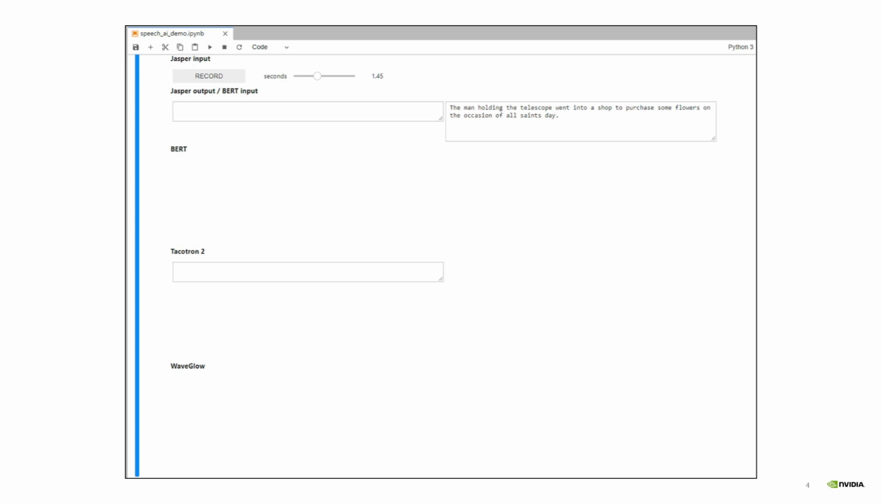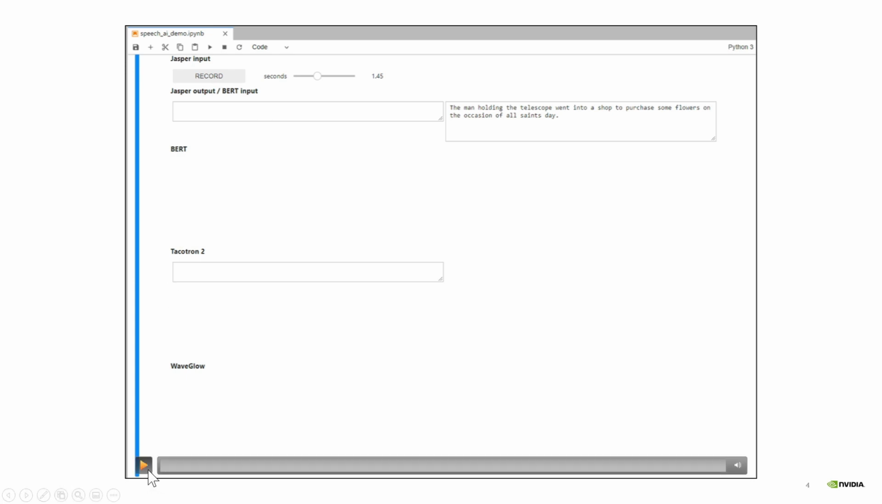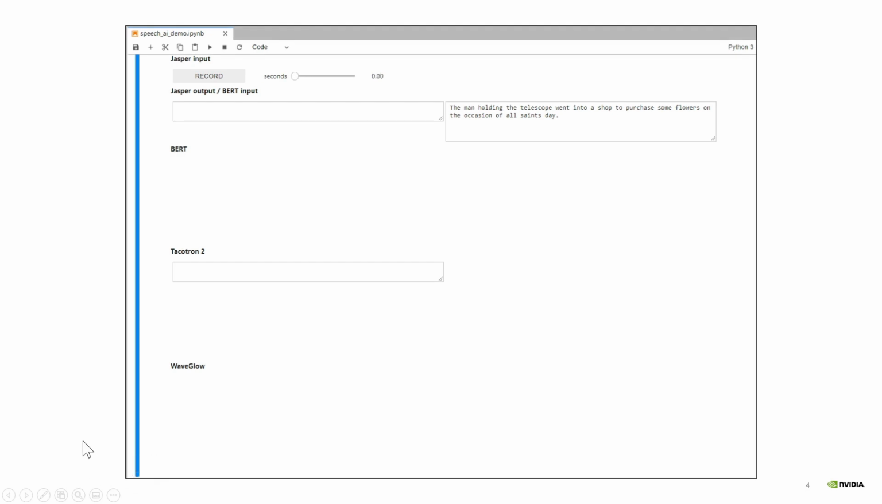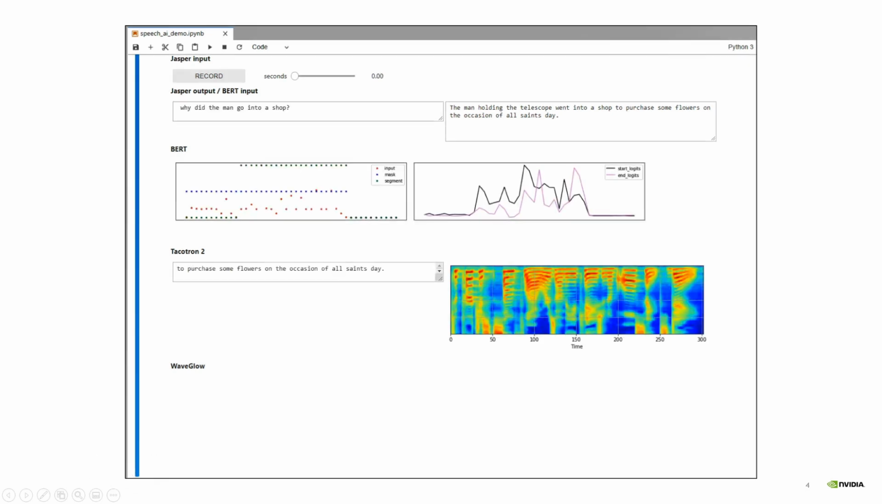And here is the answer from the system. To purchase sunflowers on the occasion of All Saints' Day.